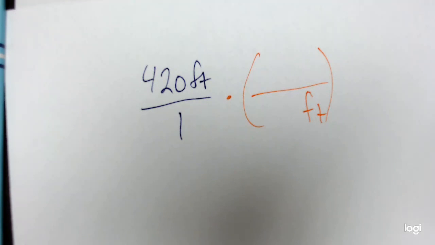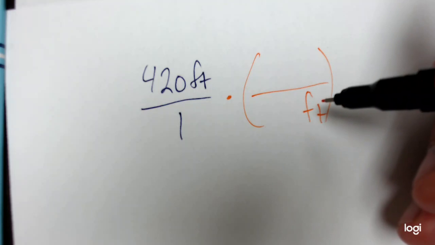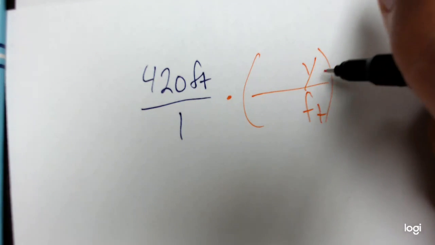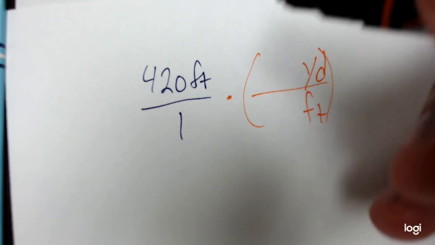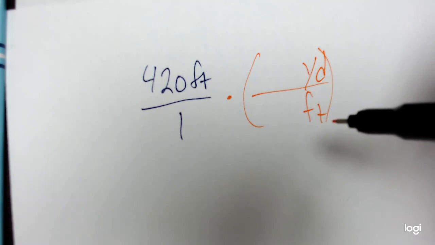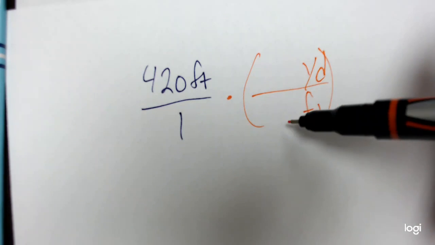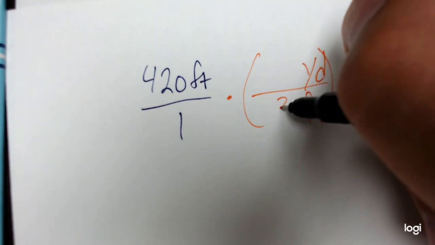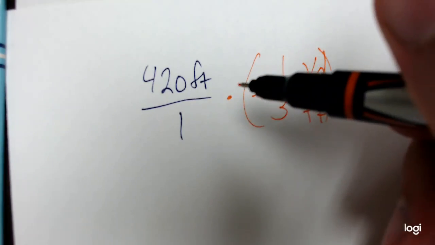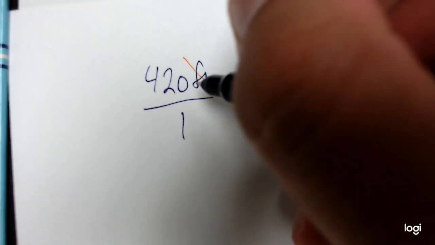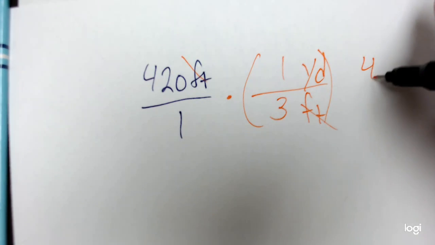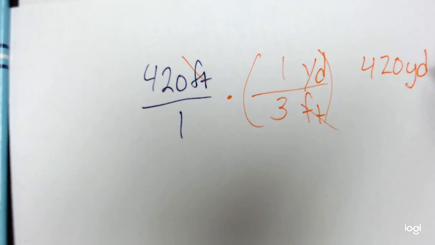Now, I have to think, what am I converting to? I'm going from feet to yards. So I will put yards on top. Now I can figure out what this fraction is going to look like. Remember that list of facts that I told you to memorize? Well, from that list, I should have memorized how many feet are in 1 yard. Well, the answer is 3. 3 feet in 1 yard. So when I multiply, the word feet can cross cancel. I will then have 420 yards divided by 3.